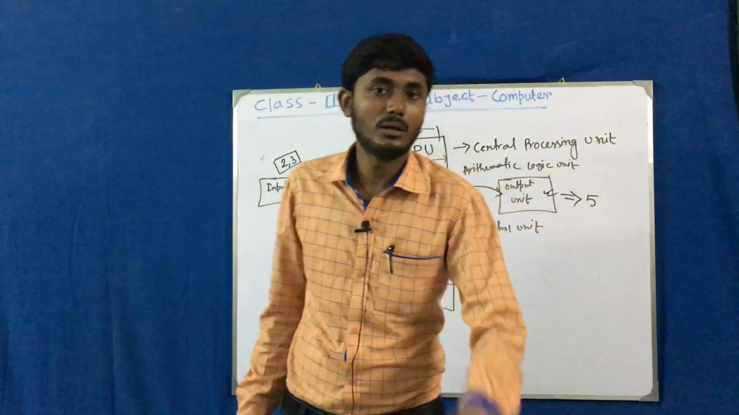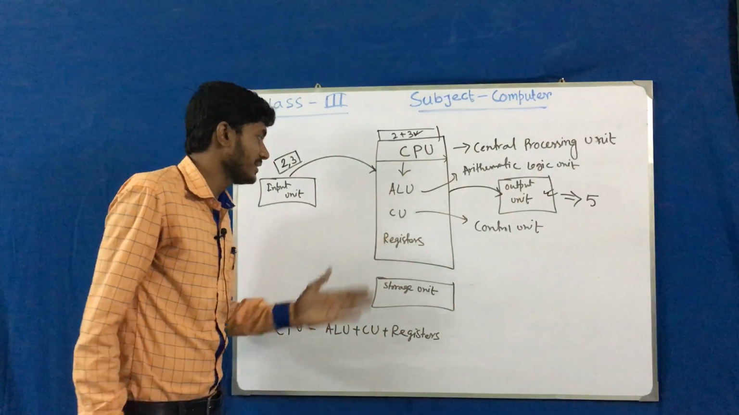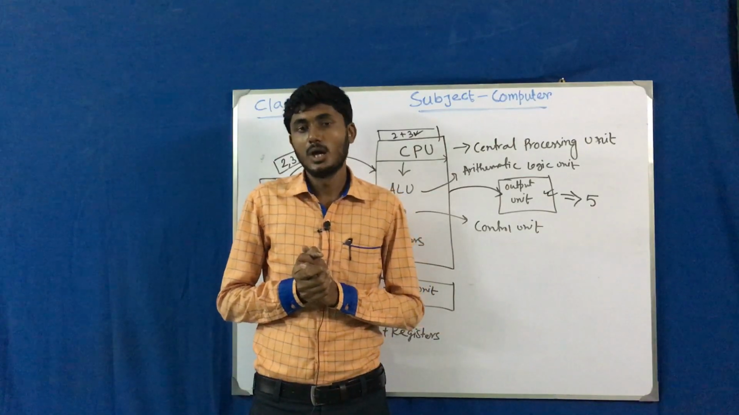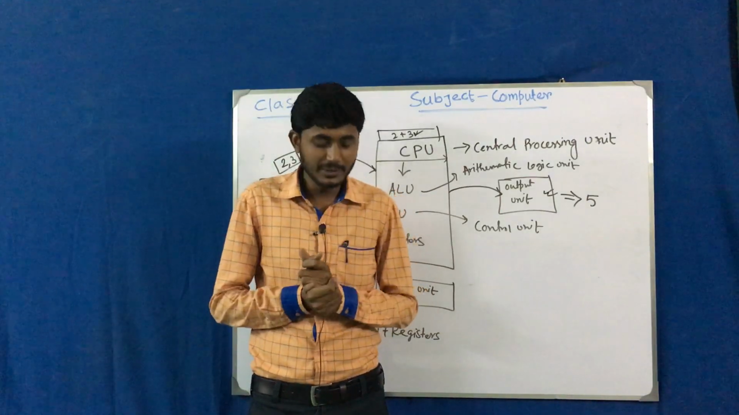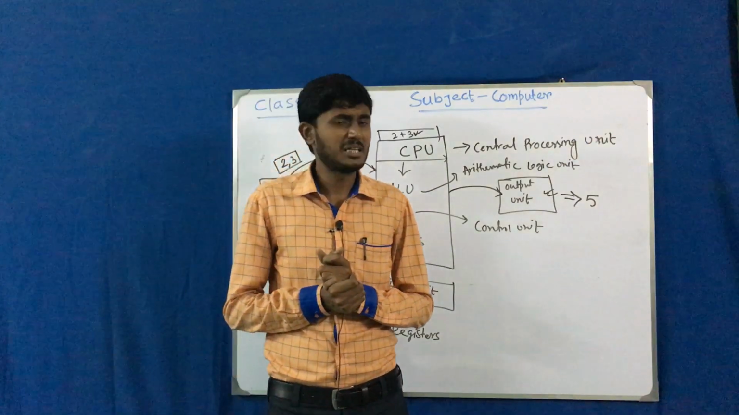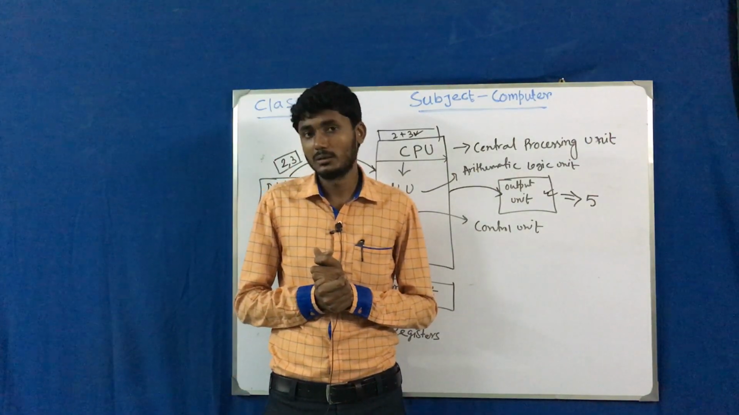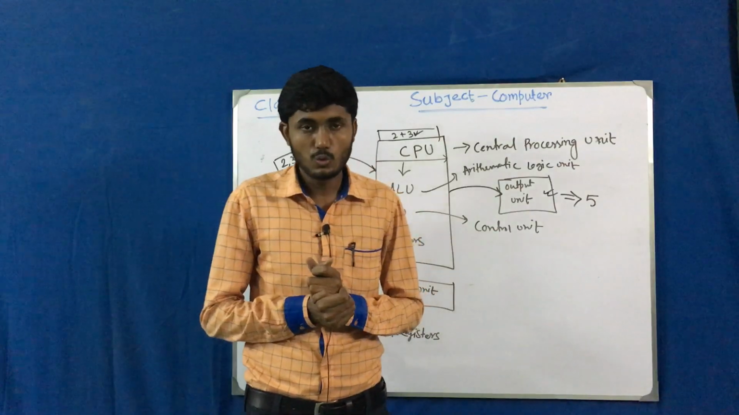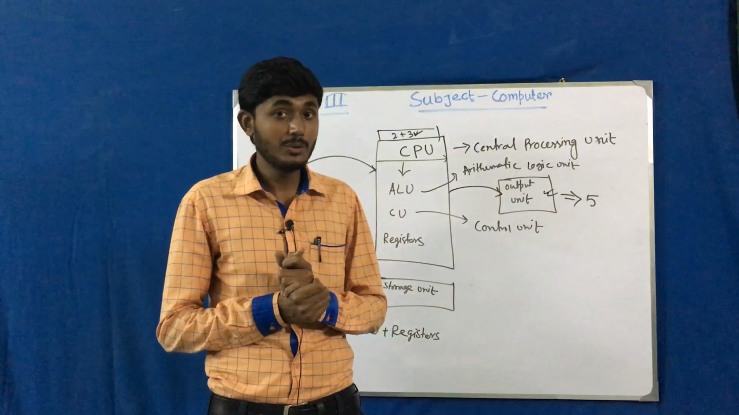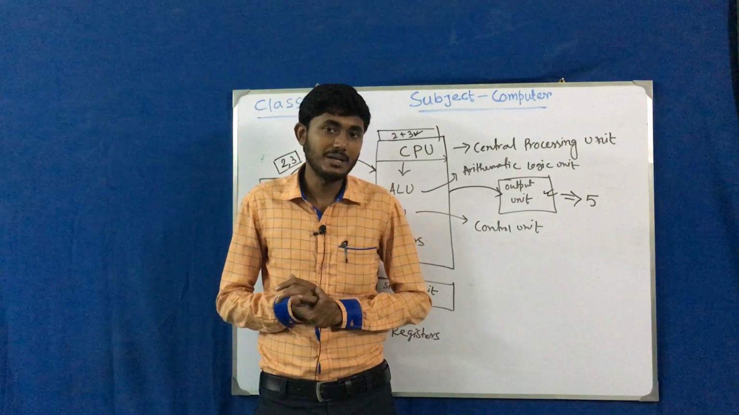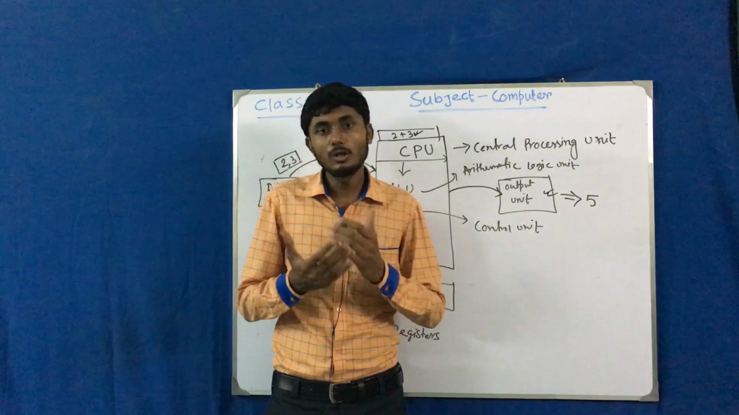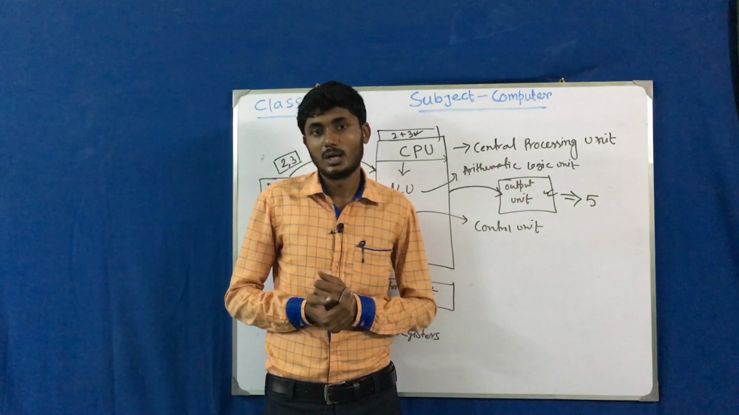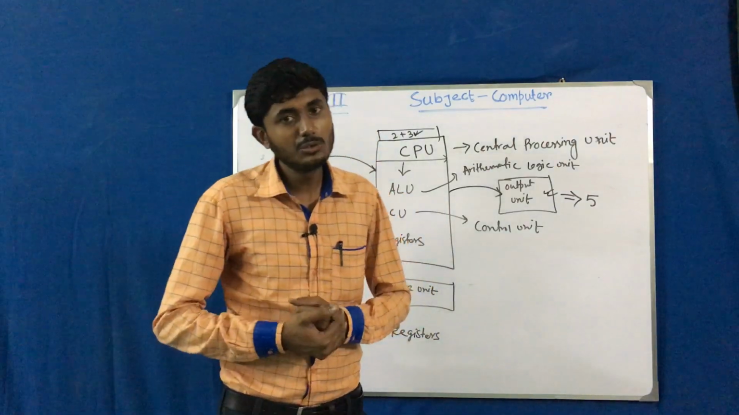CPU contains three main parts: ALU, CU and registers. ALU refers to arithmetic logic unit. What is arithmetic logic unit? Arithmetic means addition, subtraction, multiplication, division, etc. And logical means logical AND, logical OR, logical NOT, logical XOR, etc. All of these are done by the ALU. And CU refers to control unit.